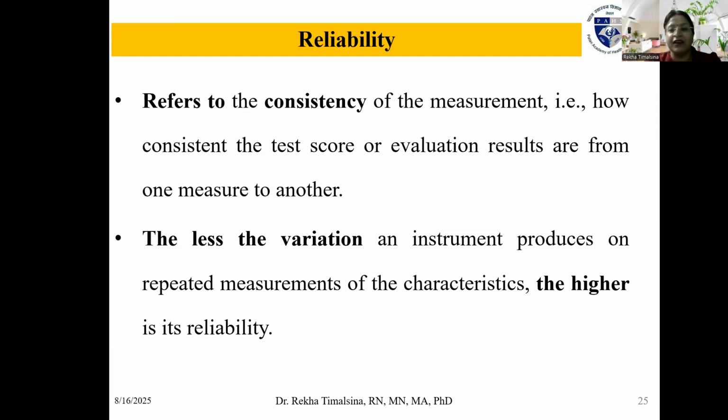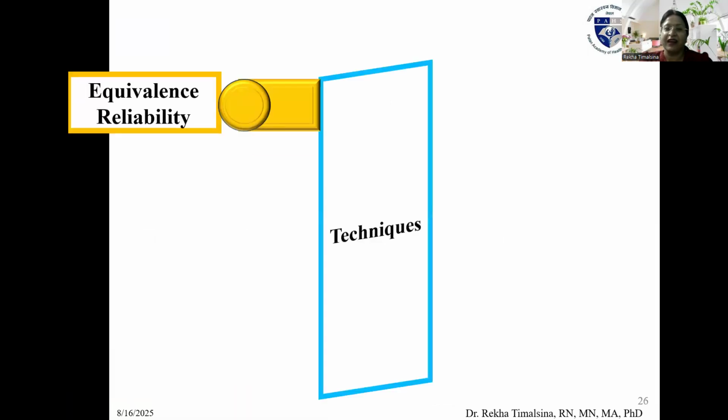And reliability is often expressed as reliability coefficient R, which is a key indicator of an instrument's quality. Instruments with low reliability fail to consistently measure the intended construct, thereby limiting the ability to adequately test research hypotheses.